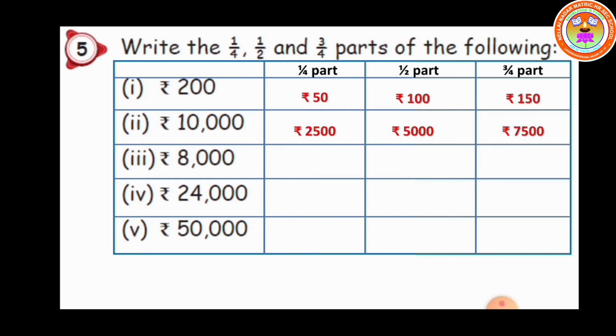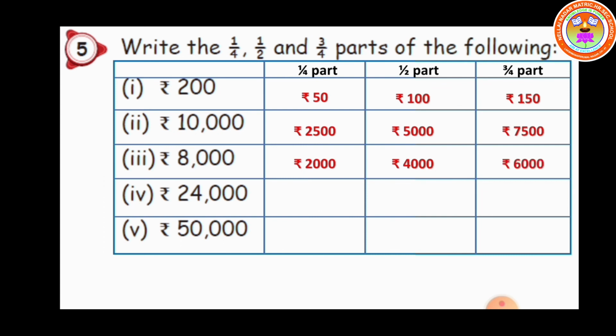Now the third subdivision, rupees 8,000. 1 by 4 part, divide by 4. So it will give rupees 2,000. Now 1 by 2 part means we have to divide by 2. So it will give rupees 4,000. Now 3 by 4 part, adding these two, 2,000 and 4,000, will give rupees 6,000.